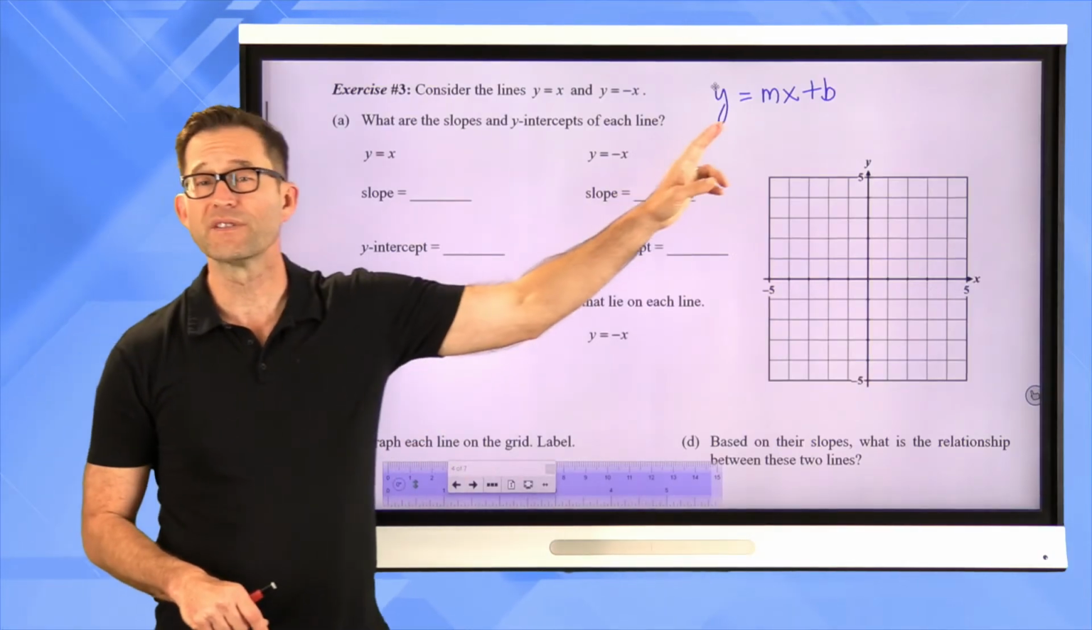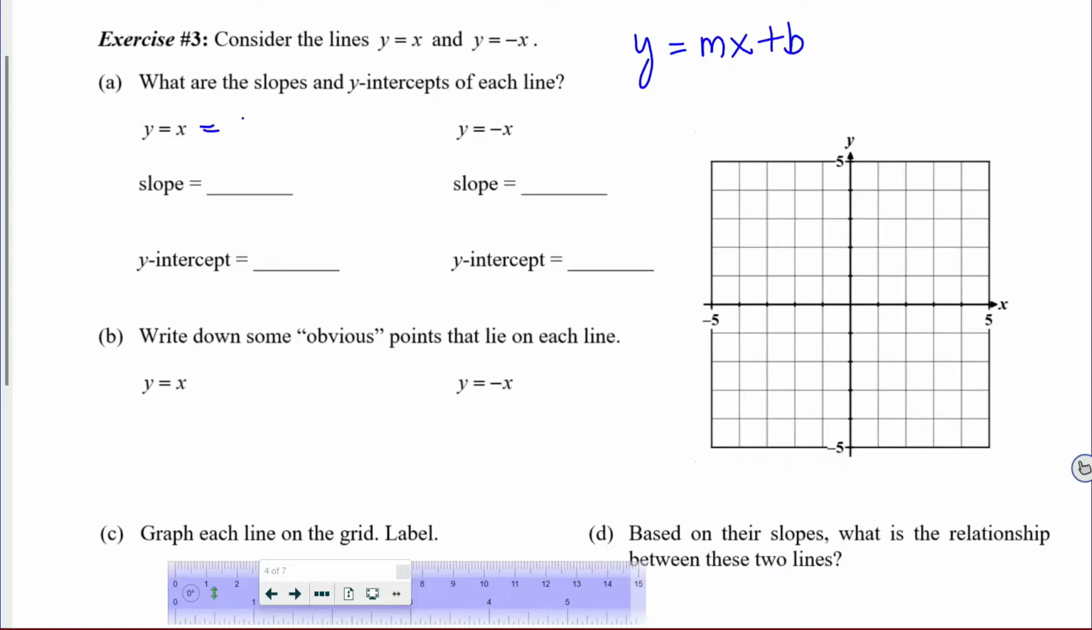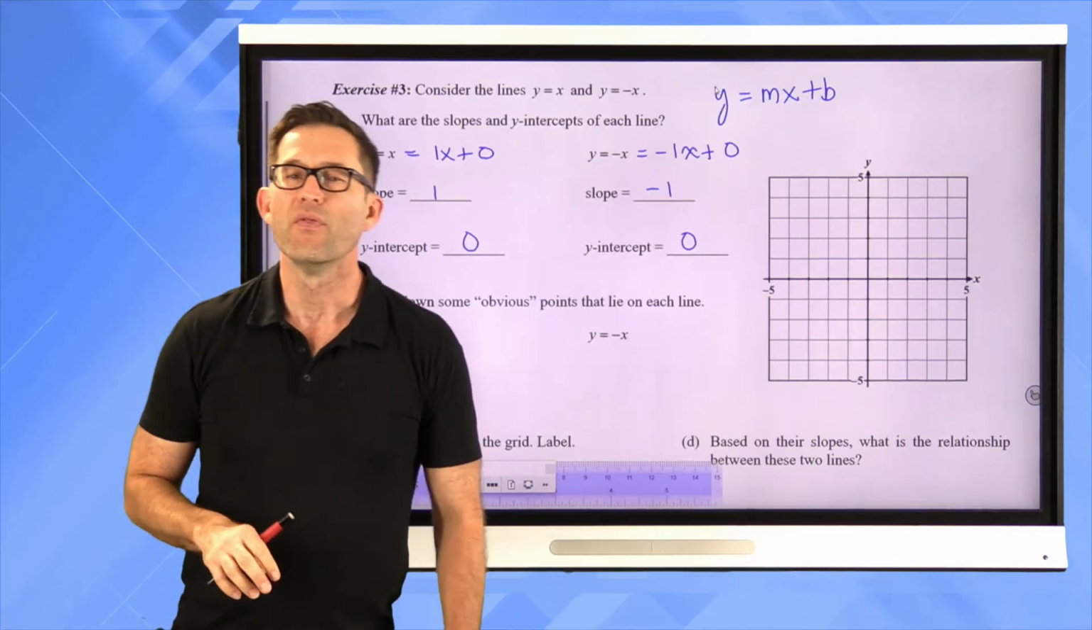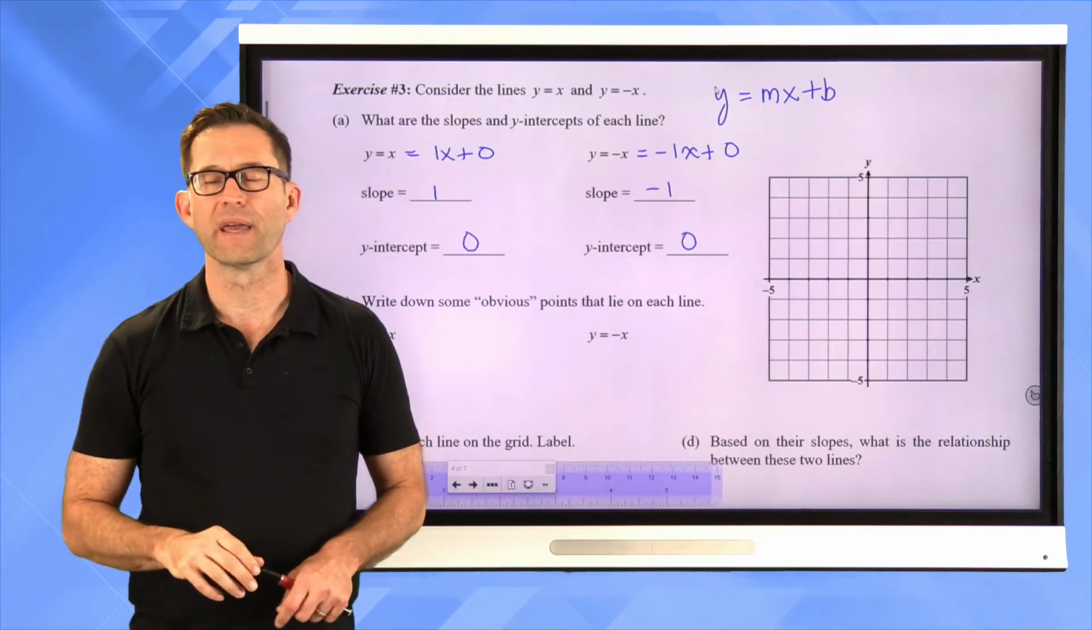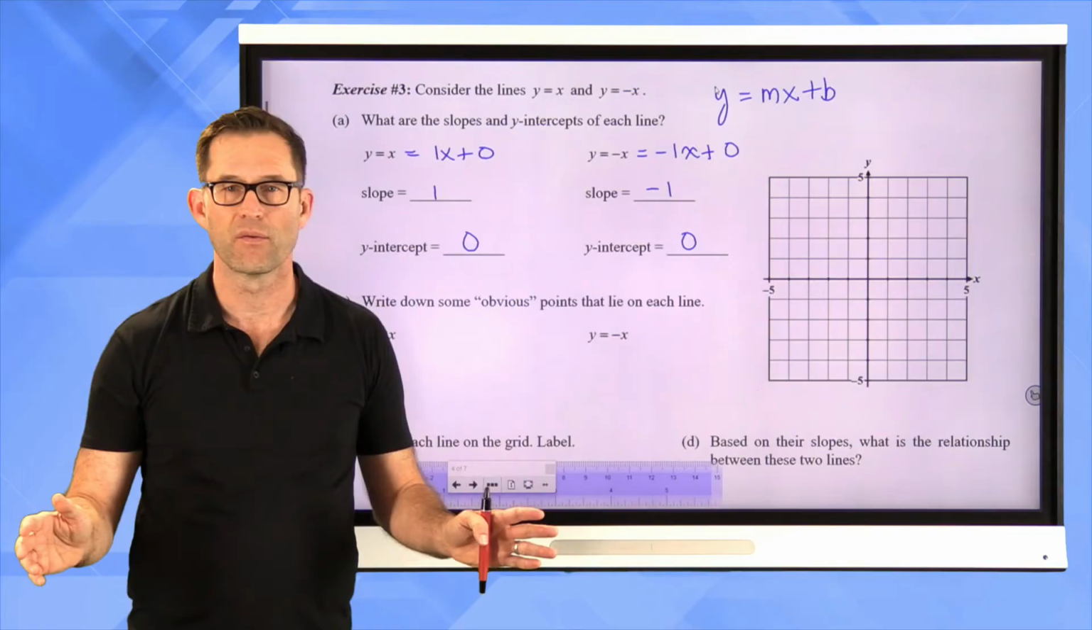Well, if you really like this form, then it might be wise to rewrite y equals x as y equals 1x plus 0, in which case the slope is equal to 1 and the y-intercept is equal to 0. Likewise, for y equals negative x, we can rewrite that as negative 1 times x plus 0, in which case its slope is negative 1 and its y-intercept is also 0. These two lines, y equals x and y equals negative x, are very important in geometry. They come up a ton, right?